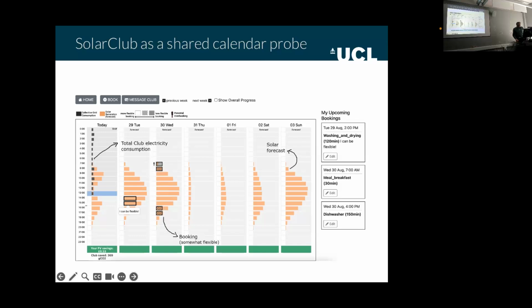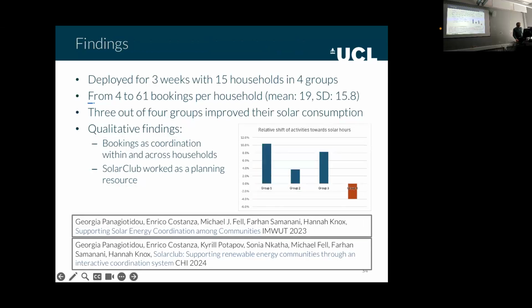So again, this is basically a way to help coordinate. We deployed this using a very similar approach to the previous projects for 3 weeks with 15 households in 4 groups. So each group simulated an energy community. Again, this was based on real sensors collecting the real-time consumption of people, but the solar panel was basically simulated.